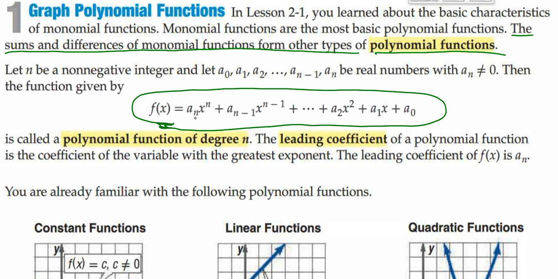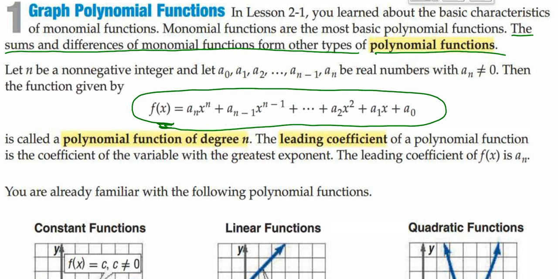So it's f of x equals a sub n x to the nth, plus a sub n minus 1 x to the n minus 1, plus dot, dot, dot, because it just goes on however long it has to, plus a sub 2 x squared, plus a sub 1 x, plus a sub 0. In your mind, you can think of this as a sub 0 times x to the 0, but since x to the 0 is equal to 1, we don't write that.